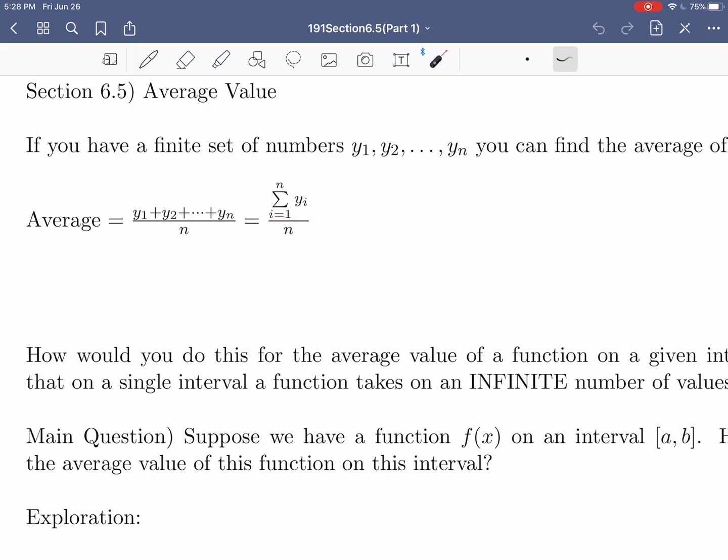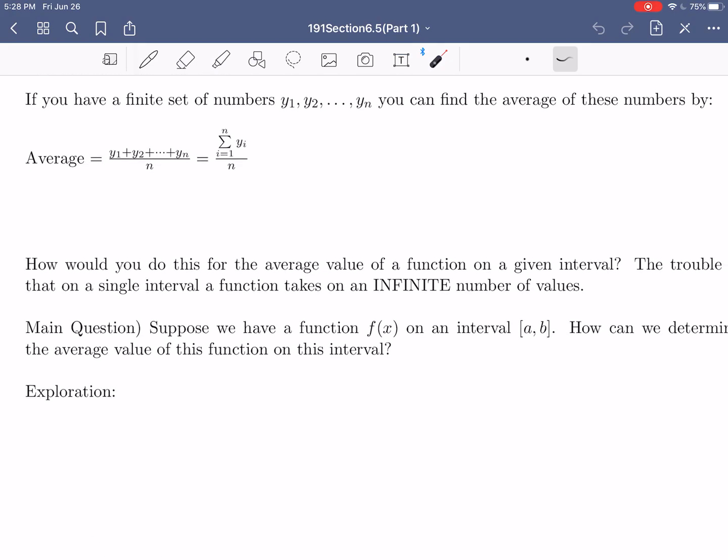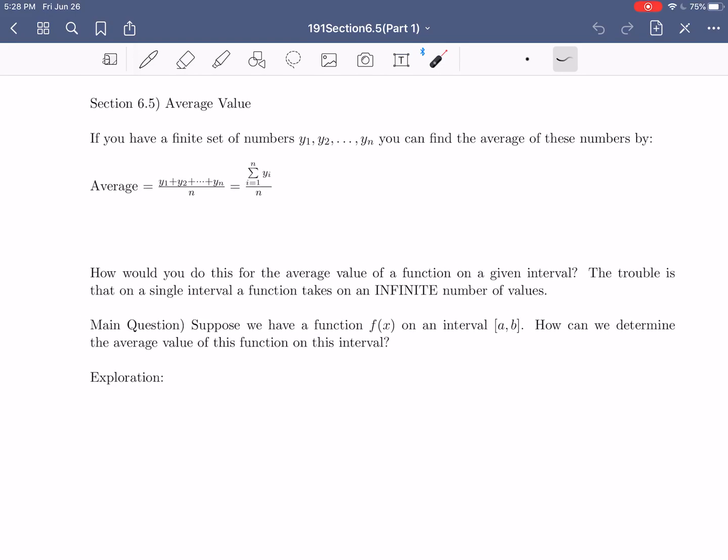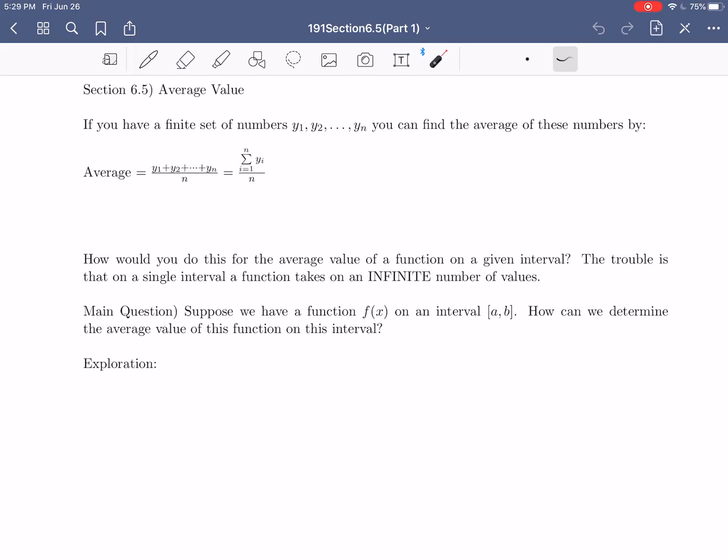So what we're going to try to do in this video is explore how you can extend this concept of an average to an average value for a function rather than just a finite set of numbers. So our real question is how would you find the average value of a function on a given interval? The trouble, of course, is that on a single interval, a function takes on an infinite number of values.